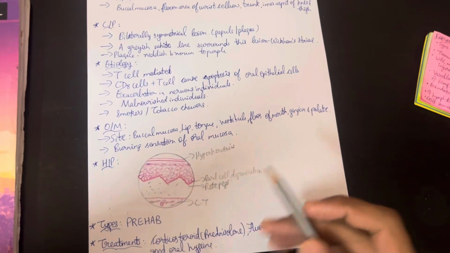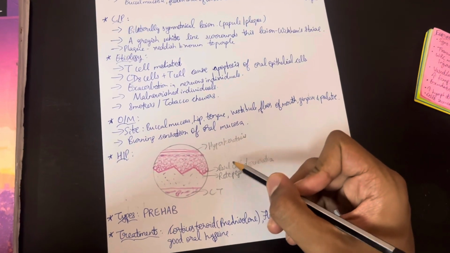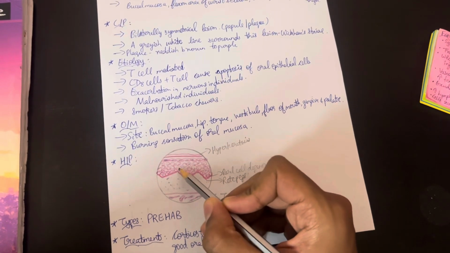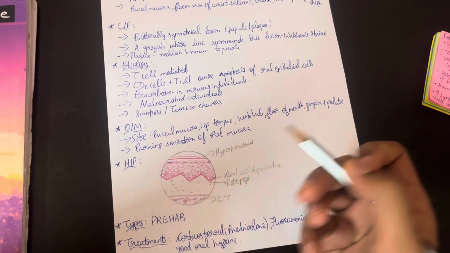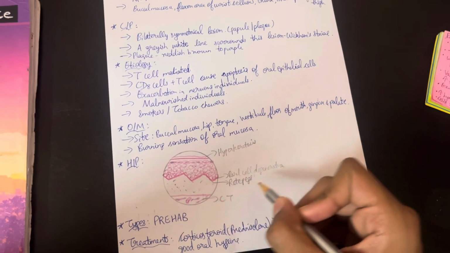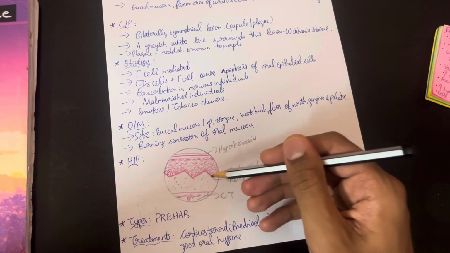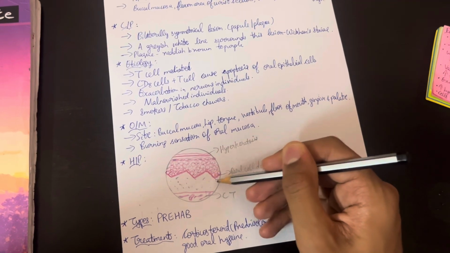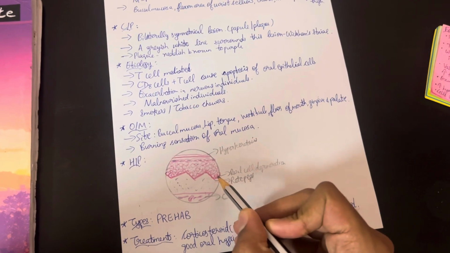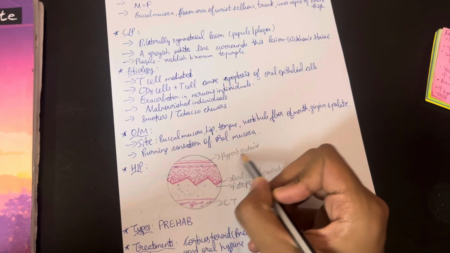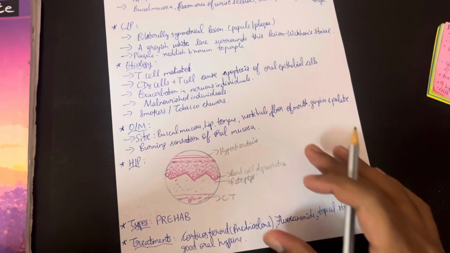Now coming to the histopathological features, the main feature is rete pegs. Rete pegs are nothing but the epithelium which is projecting towards the connective tissue. So that is seen here, and then basal cell degeneration is seen here, and hyperkeratosis is also seen.